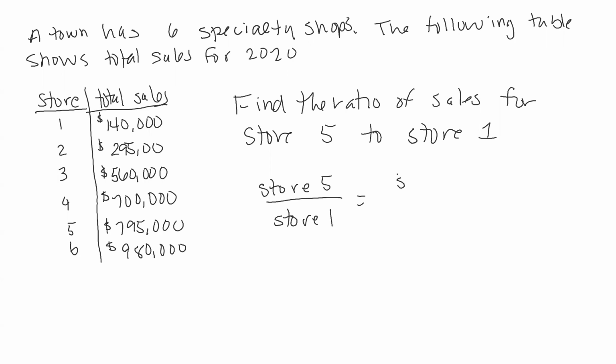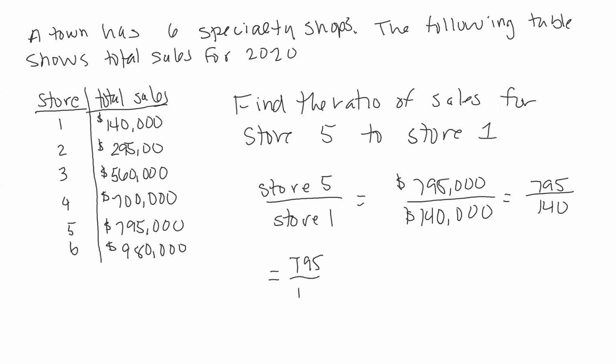So store 5 had sales of 795,000. Store 1 had sales of 140,000. Now these are both divisible by at least 1,000. So we're going to get 795 over 140. I'm going to bring this down here where I have a little more room. And we're just going to divide piece by piece. So they both end in 5 or 0. So I know they're divisible by 5. So let's see, 795 divided by 5 is 159.